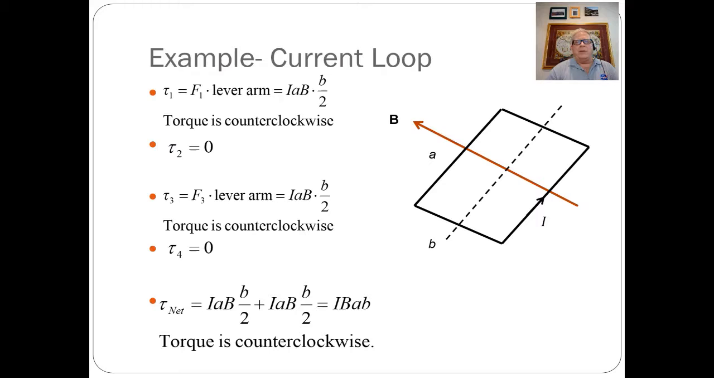And you remember your geometry well enough from grade school to know that the length times the width of a rectangle is its area. So indeed, the torque exerted on a current loop in a uniform magnetic field is going to be equal to I times B times the area of the current loop. And although we've derived it for a rectangular loop, this is a general formula.